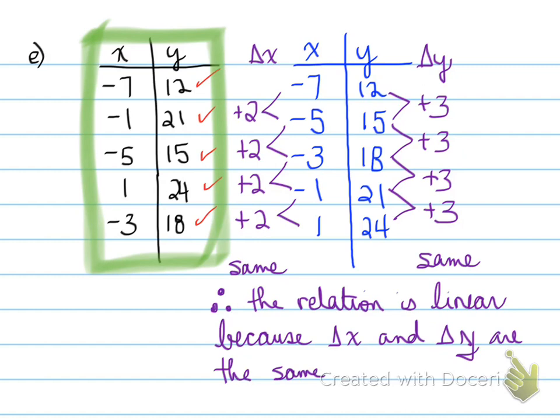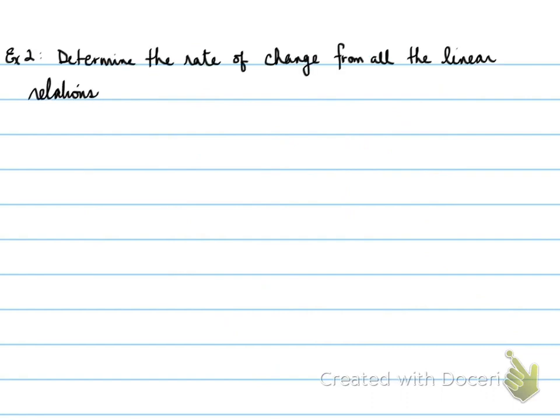Okay, one more example page. Folks, here we go. Example 2. Determine the rate of change from all the linear relations in example 1. Well, from example 1, we found out that A was linear. So how do we find the rate of change? Remember that rate of change means constant of variation. Constant of variation means slope. So what essentially we're doing is finding the slope of each of the lines in example 1.